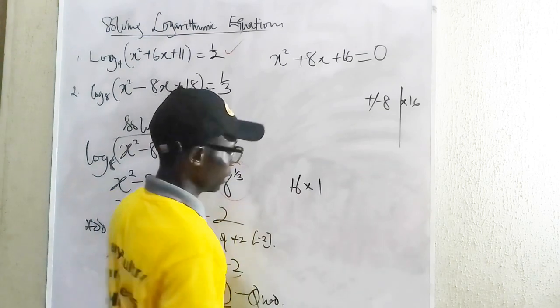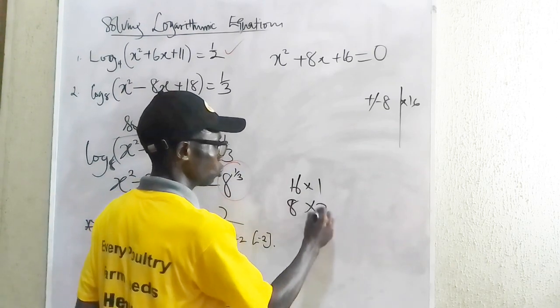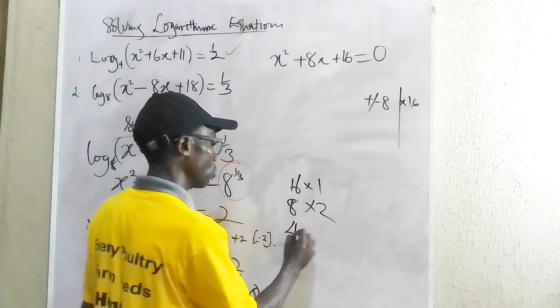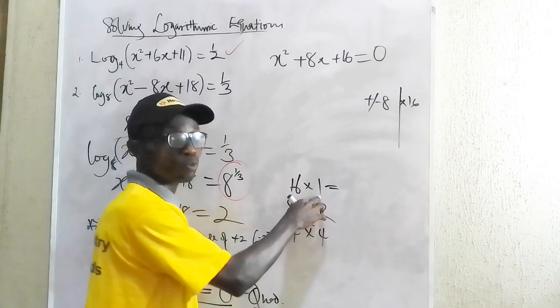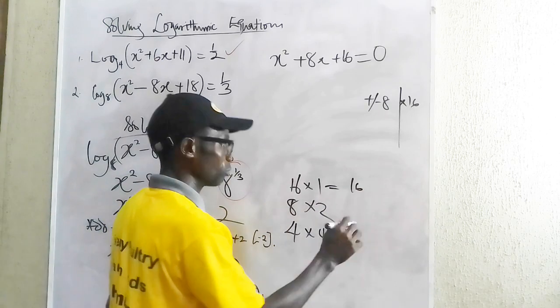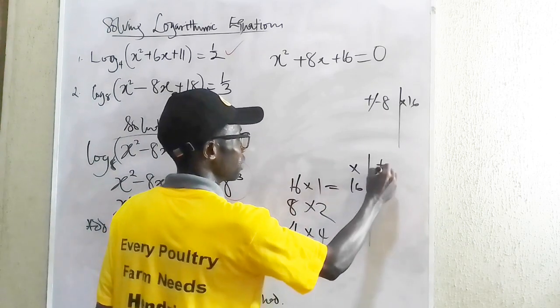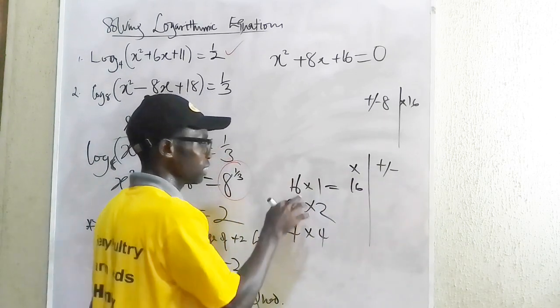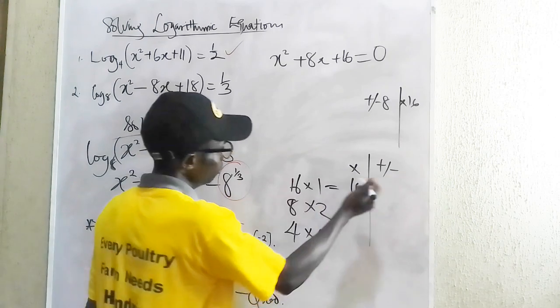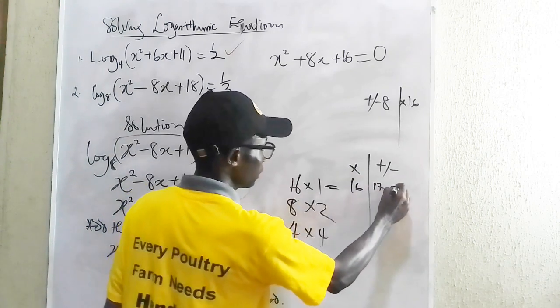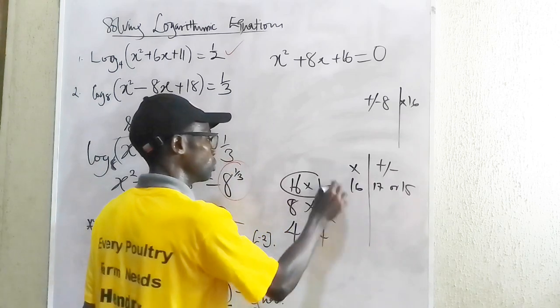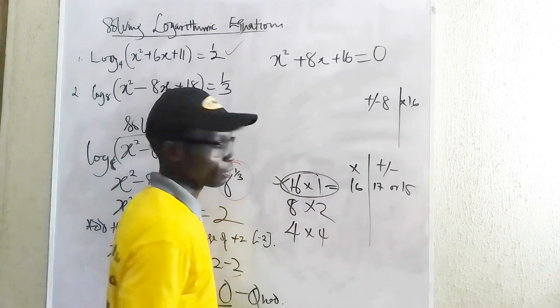16 times 1, and then 8 times 2, and then 4 times 4. Let's start. If I do 16 times 1, it will give me 16, right? Okay, no problem. But how about if I do the plus or minus? 16 plus 1 will give me 17. If I do 16 minus 1, it will give me 15. So this combination will not do.